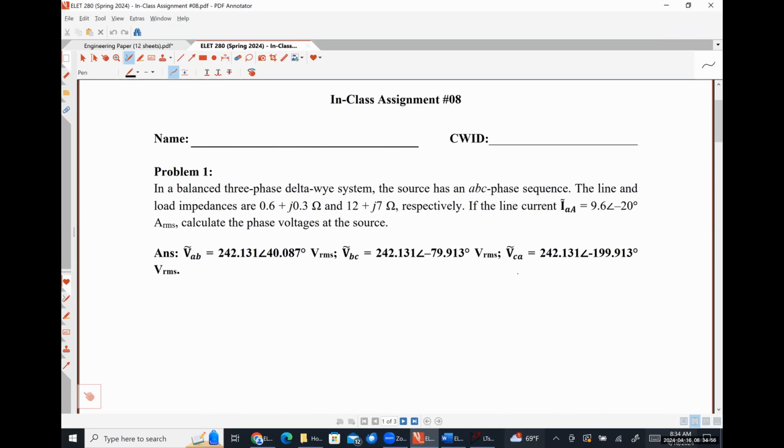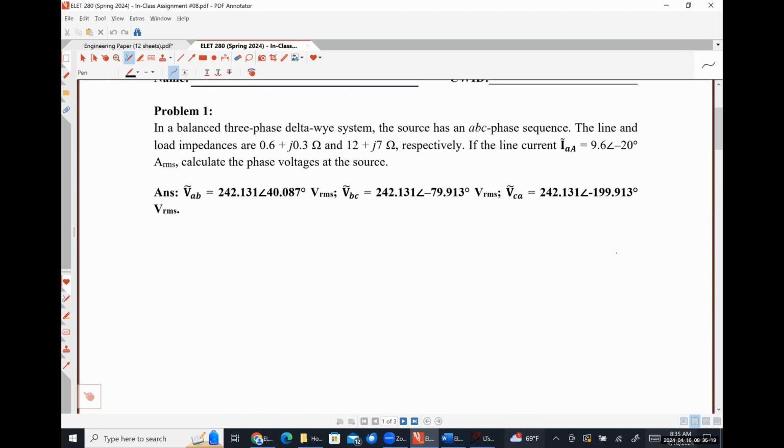All right. So in this first problem, we are told that we have a balanced three-phase delta Y system with a positive phase sequence. We're given our line impedances and our load impedances, and we are also told what our line current is. We're asked to determine the phase voltages at the source. So I want to draw a picture of this system. So we have a delta Y system, which means our source is connected in delta. So here's VCA. Here's VAB. Here is VBC.